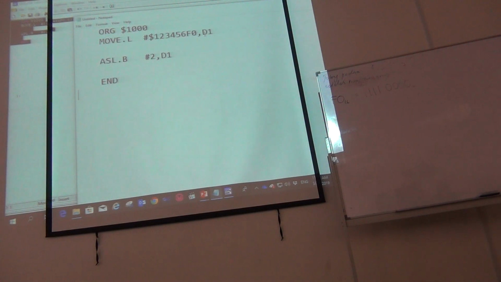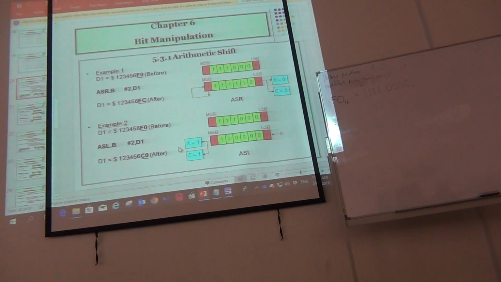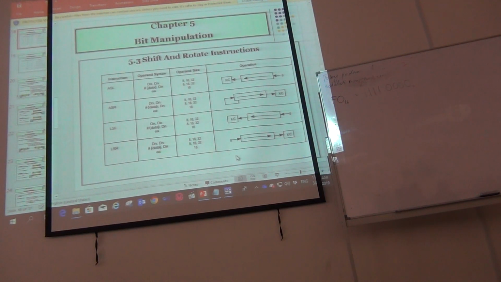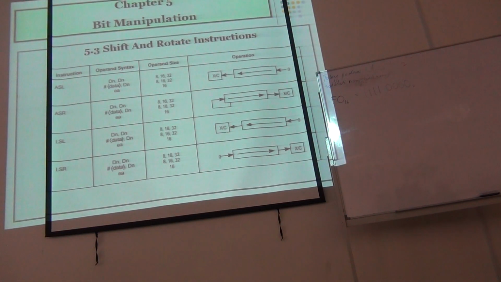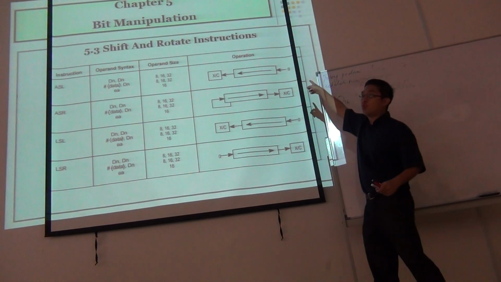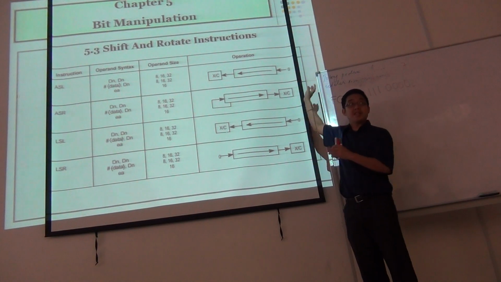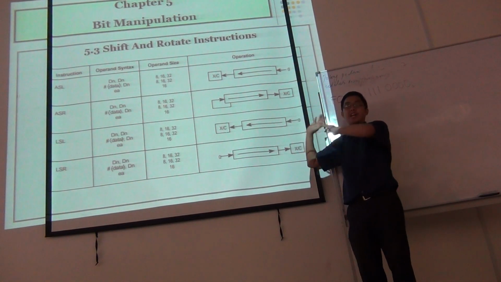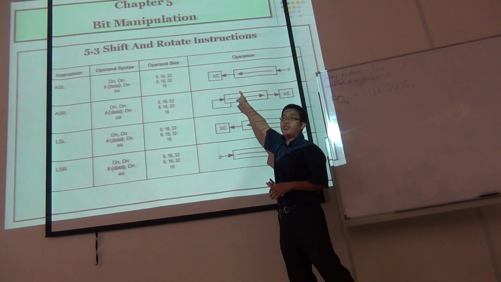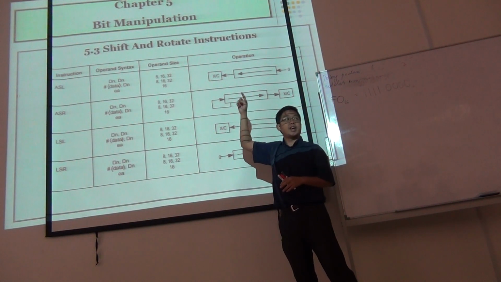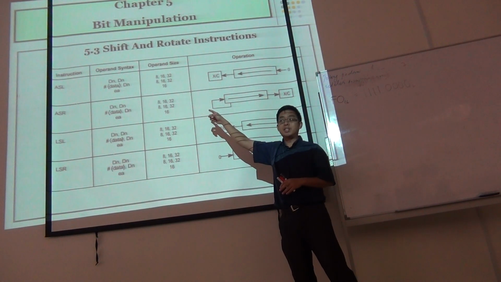The table says for arithmetic shift left, 0 will be added to the least significant bit and shifted to the left. The most significant bit will be copied over to the X and C condition codes.